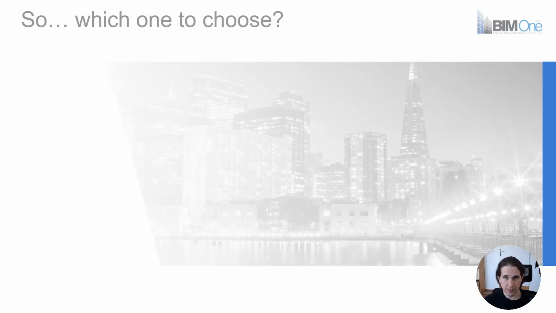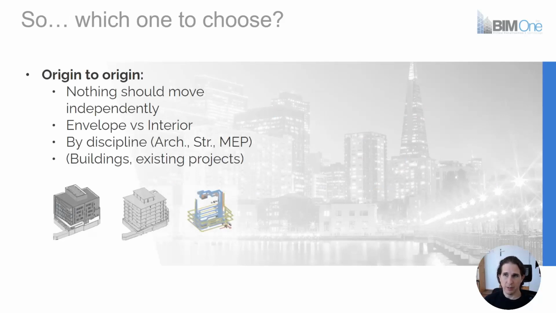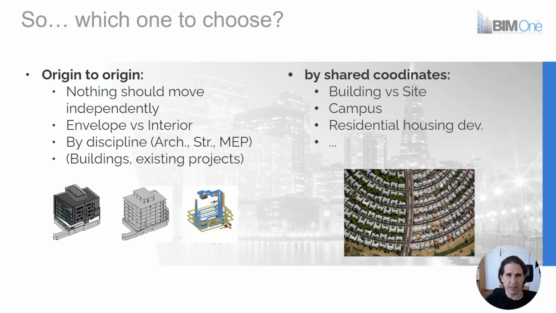So which one to choose? Origin to origin, nothing should move independently: envelope versus interior, by discipline, architecture, structure, MEP, building existing projects. And if you go by shared coordinates: building versus site, campus, residential housing, development. Models of the same building have every interest in being linked origin to origin, even if they still aim to bring their shared coordinates closer together. On the other hand, between the models of the building and the site, it is recommended to link by shared coordinates.